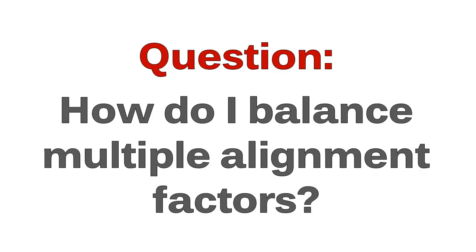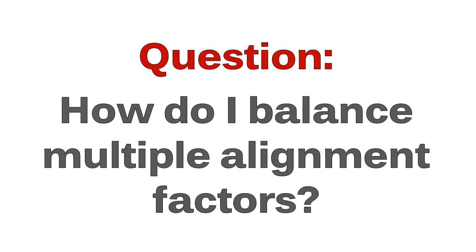One of the questions that we get asked quite a bit is, how do I balance multiple alignment factors? So factors like number of accounts or sales potential or number of calls that are required to service a particular area. It'd be nice if we could balance all of these across all territories. Unfortunately, that's not possible. Philosophically, you can only balance one thing.